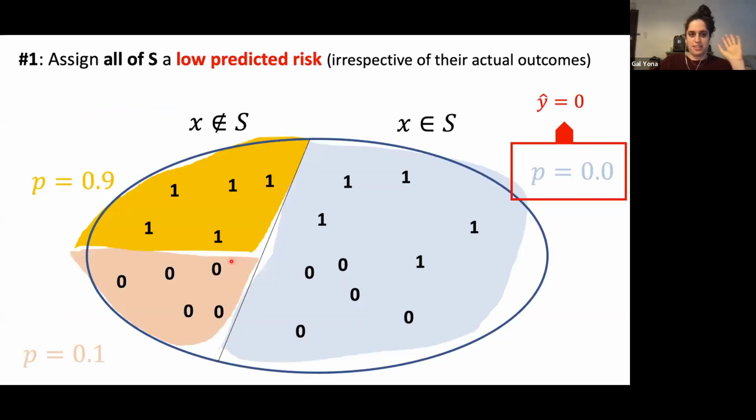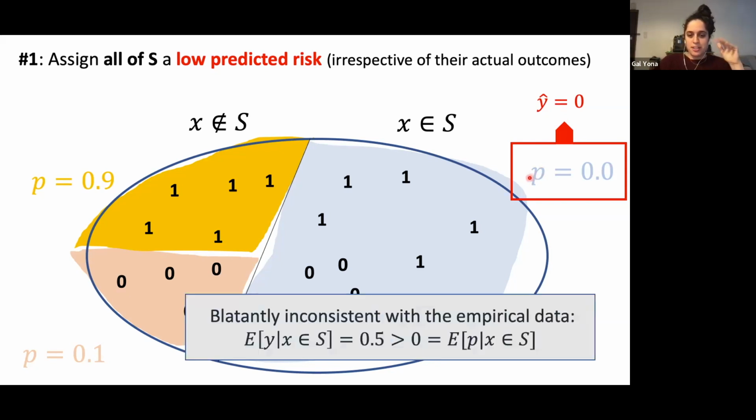So let's look at an immediate, simple example. Something I can do if I want to harm the members of S in this context is assign everyone in S a low predicted risk, completely irrespective of their actual outcomes. What we see here is that for people outside S, this predictor is actually managing to make meaningful distinctions. It identifies that this part of the space is high risk individuals and gives them a prediction of 0.9. This part is lower risk individuals, and it gives them a prediction of 0.1. But for everyone in S, it just gives up and gives everyone a prediction of 0. Consequently, they also get a binary decision of 0, so they don't get any medical attention or whatever.